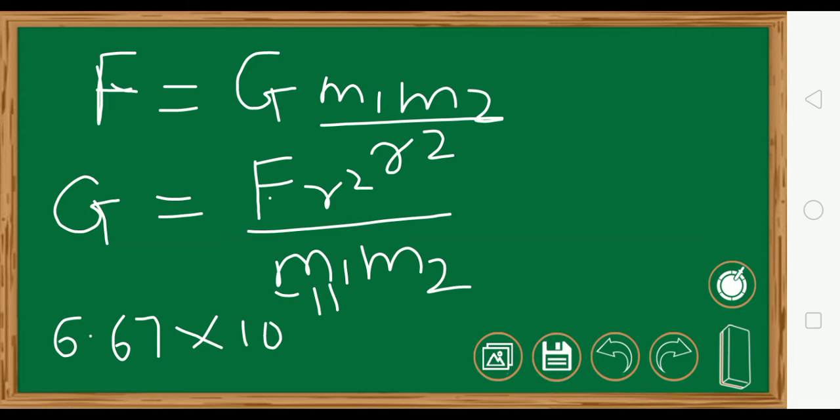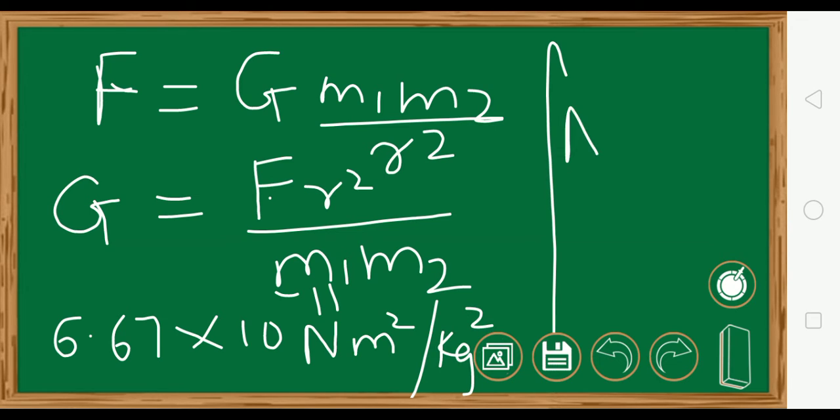Look. Force means Newton. r means what? It is meter, but it is r square, so meter square, and that will be divided by m1 m2. m1 m2 means kg into kg, that is kg square. You can also write it as Newton meter square kg raised to minus 2. So this is the unit of the universal gravitational constant.